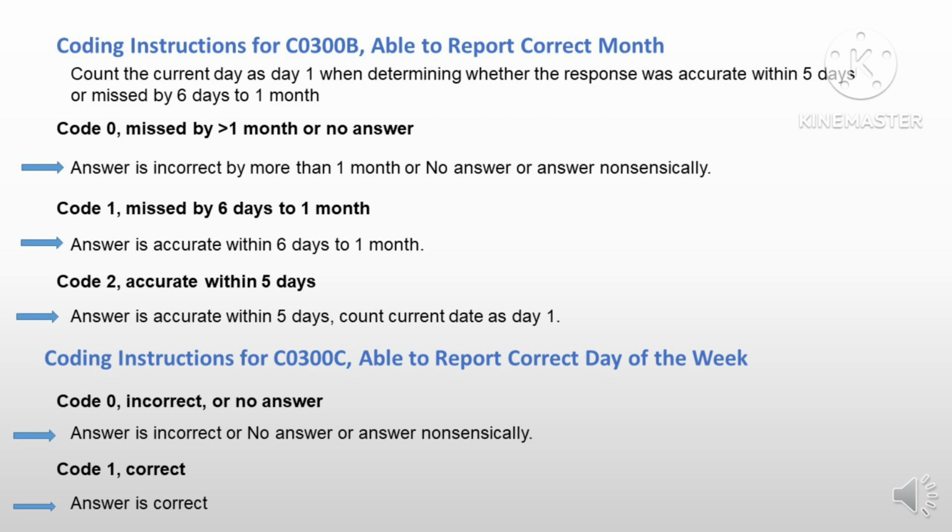Coding instructions for C0300C, able to report correct day of the week. If the answer is incorrect, or the patient chooses not to answer the item, or the answer is nonsensical, the response would be 0. Select code 1 if the answer is correct.